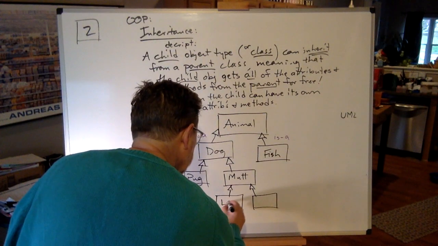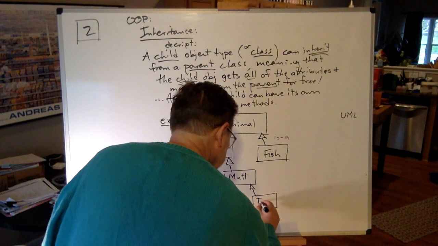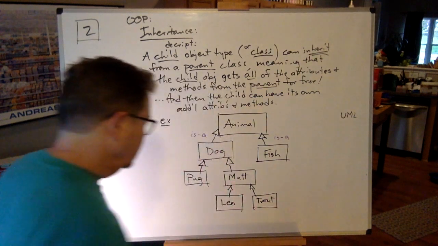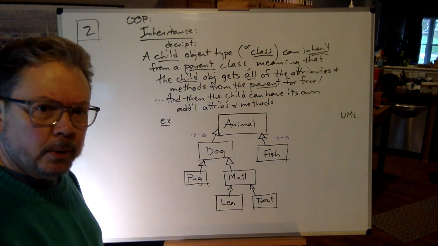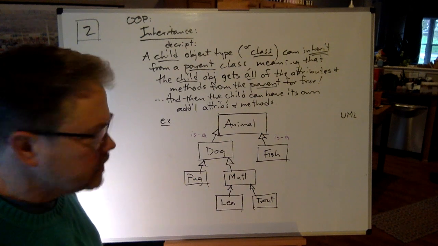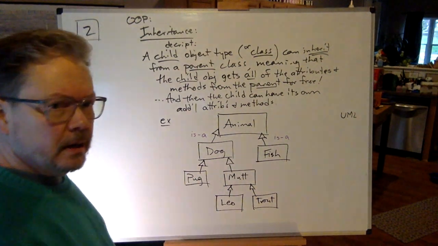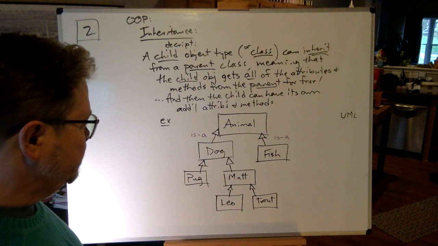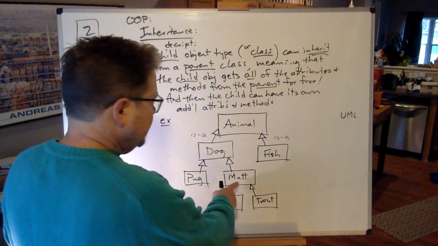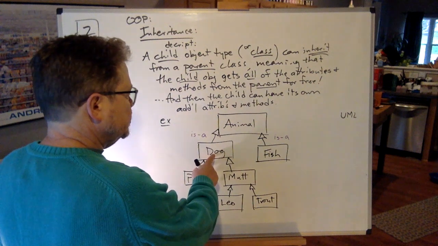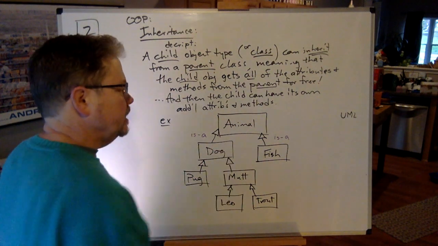Down here, Leo and Trout. Not two troublemakers, but they're lovable. You will hear from them sometime through this semester. That's almost a guarantee. But what this picture is trying to tell us, at this point, perhaps in a mysterious way, is that Leo is a mutt. And in addition to that, a mutt is a dog. And in addition to that, a dog is an animal.